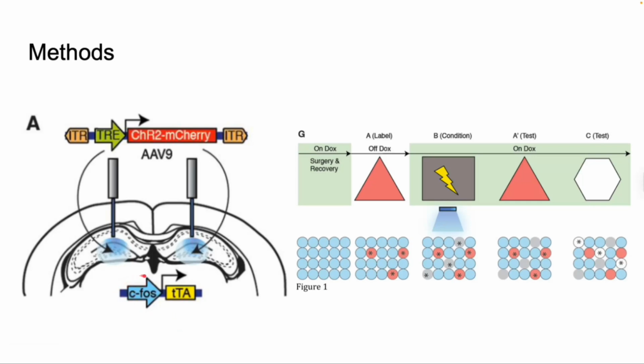So whenever the neuron is active, it's going to produce this protein that's going to activate this, and that's going to transcribe and produce this channelrhodopsin, which is going to let us activate the cells whenever we want, and mCherry, which is going to let us see which cells we tagged with immunofluorescence, which you're going to see a little bit later. And then we also used this schedule. So when they were on Dox, they didn't have any of these tagged or activated neurons. They were taken off doxycycline so that they could form this contextual memory.